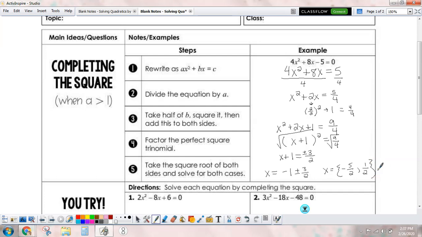Okay, so it's the exact same process as completing the square when a is the same as 1. But there's just one extra step, and that is to make sure we're dividing by our a. And then we follow the same procedure as before.